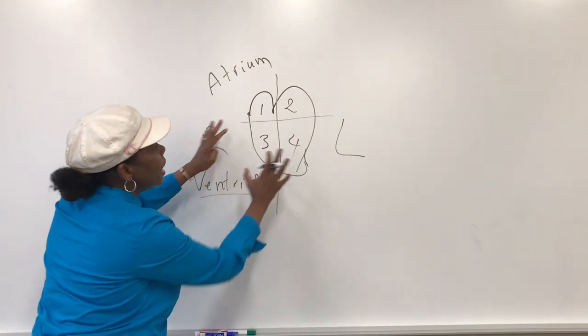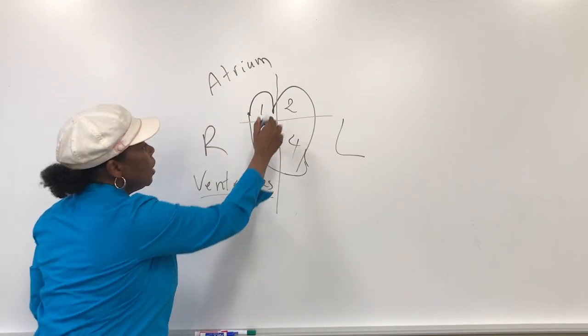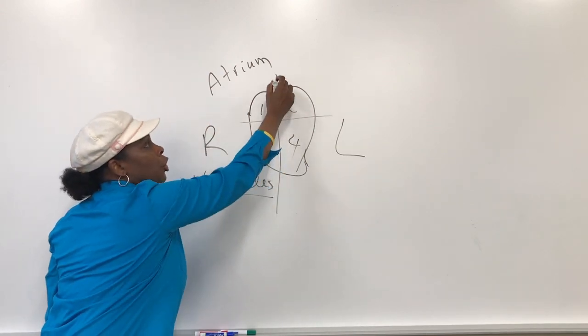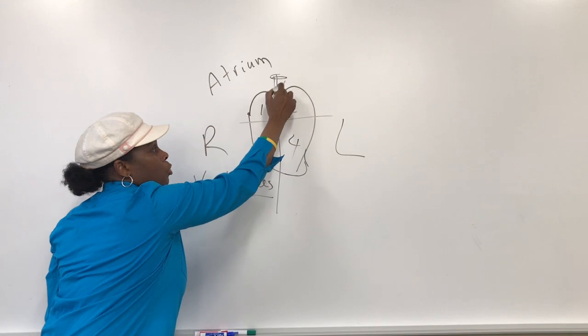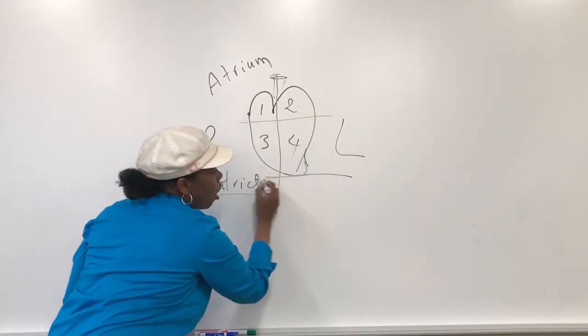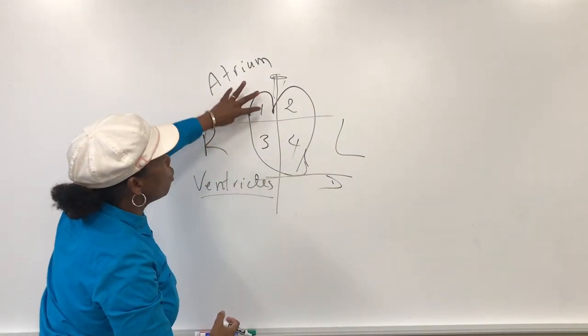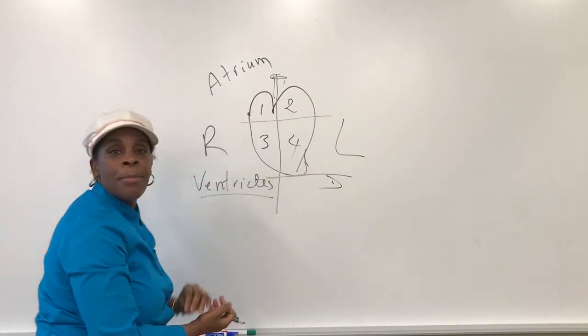Now the heart is in the chest, right? In the thoracic cavity. It will be behind the sternum here, right? The sternum, and then the ribs. The bottom part of the heart will be the diaphragm. This diaphragm divides the thoracic cavity from the abdominal cavity.